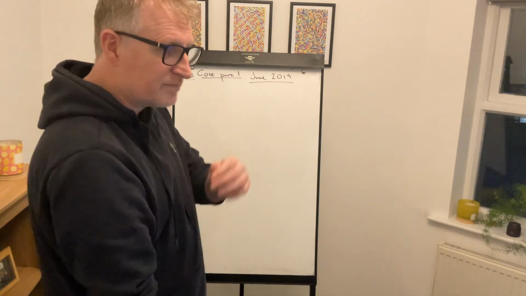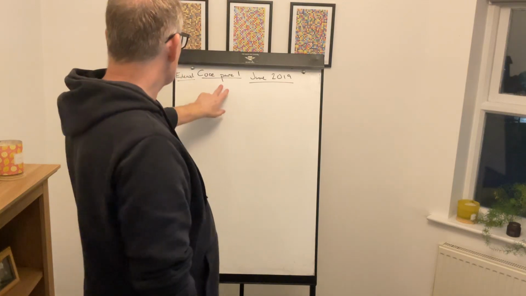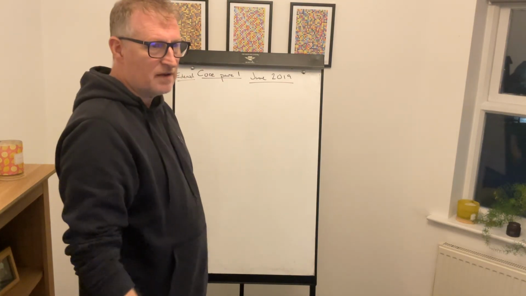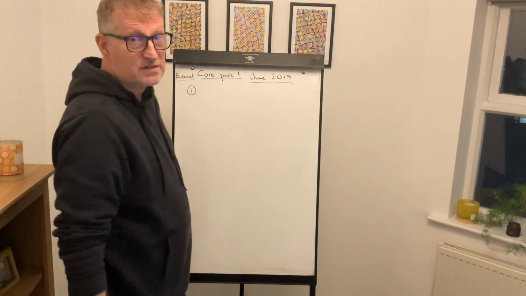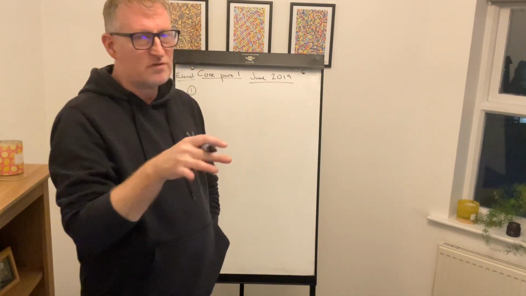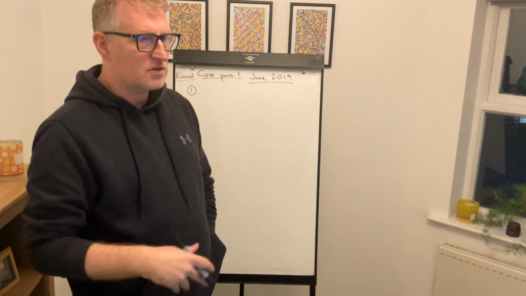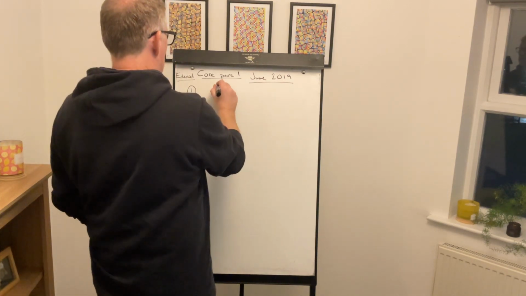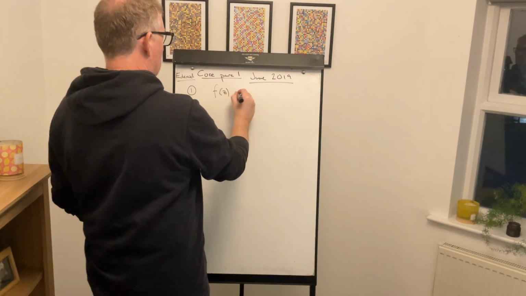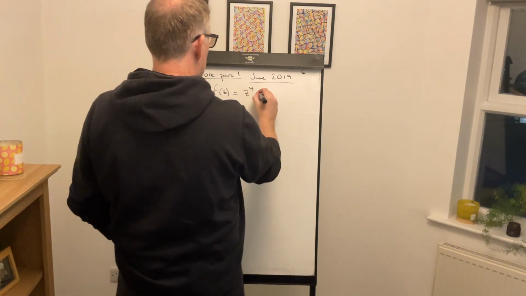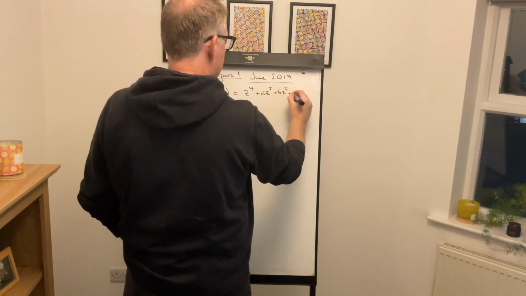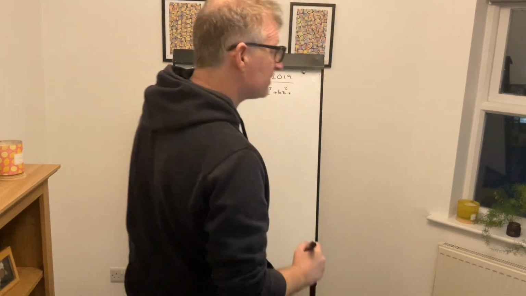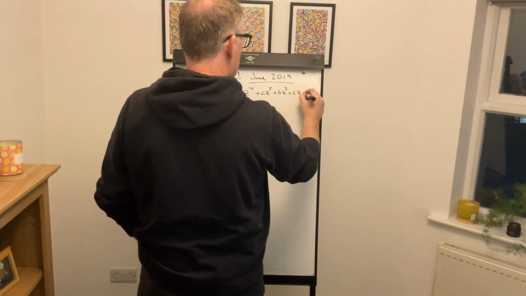Okay, this is Core Pure 1, Edexcel, June 2019. Very first question on the paper. It's a little complex numbers question. Starts off quite straightforward. You are told you have this function, this polynomial, which is simply given like this. So none of the coefficients have been given: a, b, c and d.